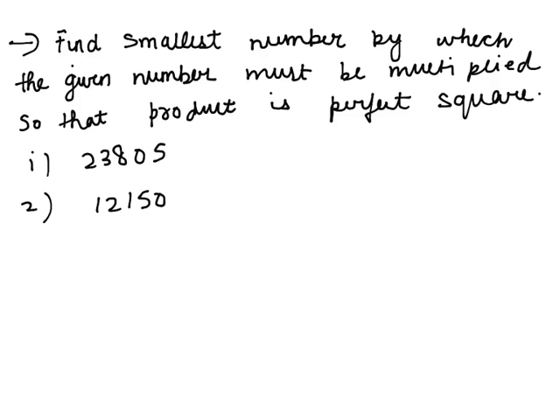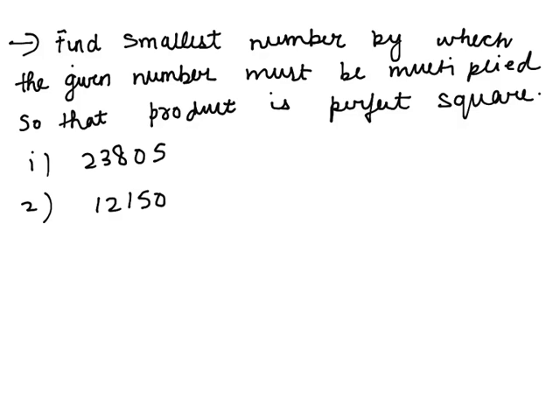Next question: find the smallest number by which the given number must be multiplied so the product is a perfect square. Clearly from the question, the numbers 23805 and 12150 are not perfect squares. So we have to find the smallest number by which we can multiply them to make them perfect squares. First, we will make pairs using the prime factorization method, and the number left out we will multiply with that number.